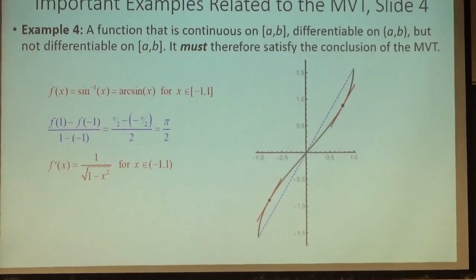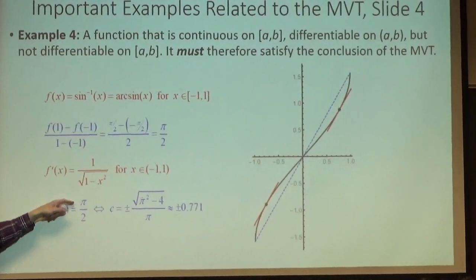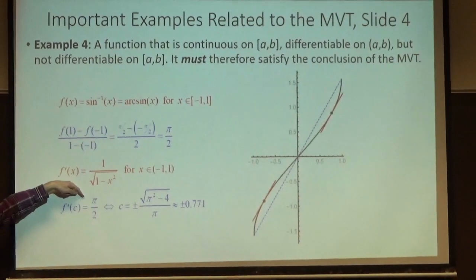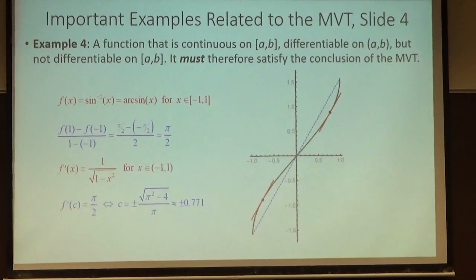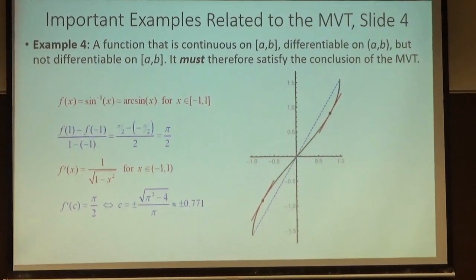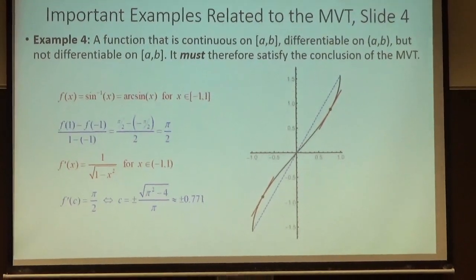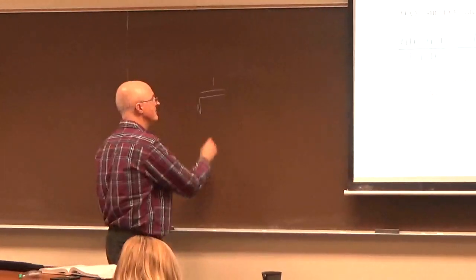But there is at least one c, in fact, two c's. If you set the derivative equal to pi over 2, I should put the word set here, but I forgot to. You will find that c is approximately that. Well, it's exactly these two possibilities, which are approximately these two numbers. And you should, on the third exam, for example, be able to solve for that c if I asked you to.